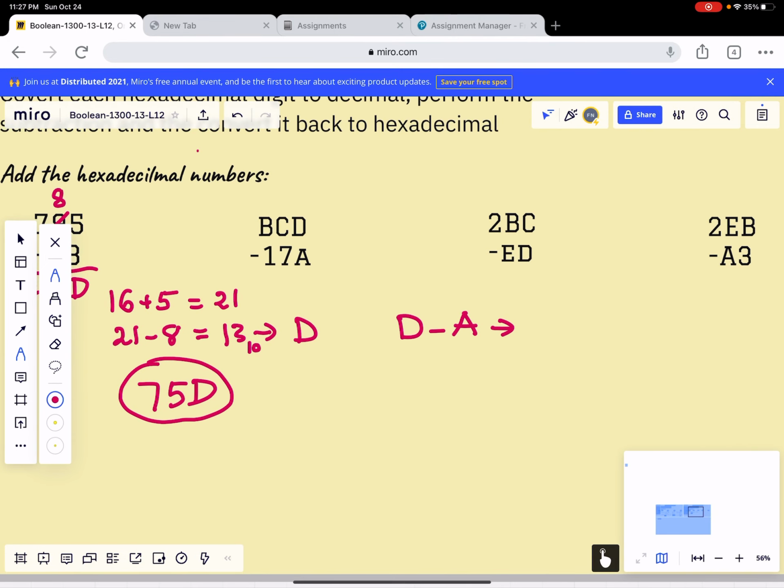So write down 13 minus 10 equal 3. So write out 3.